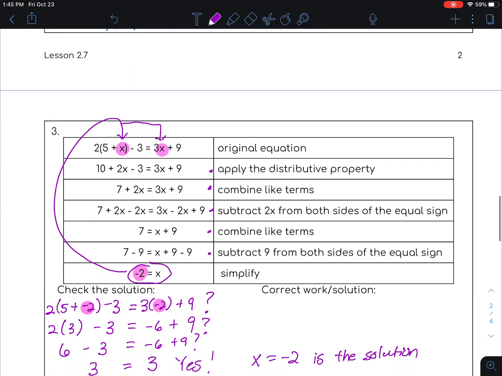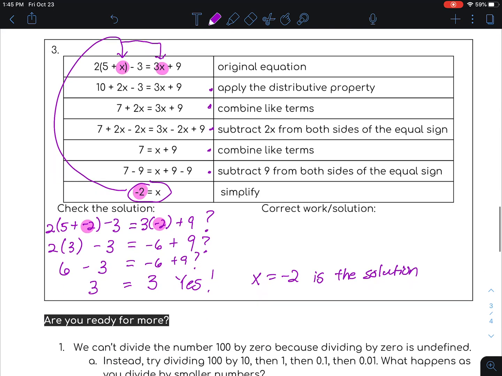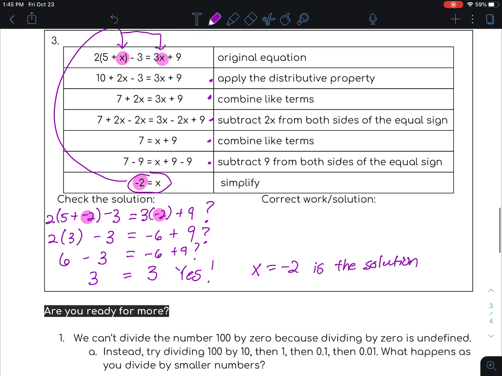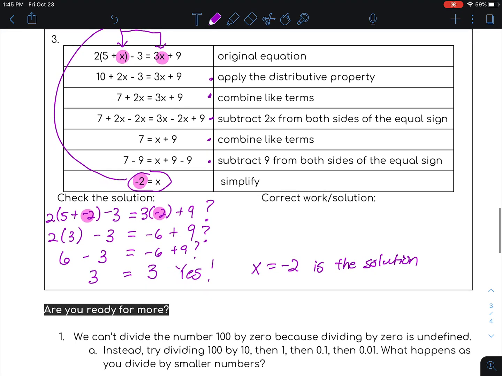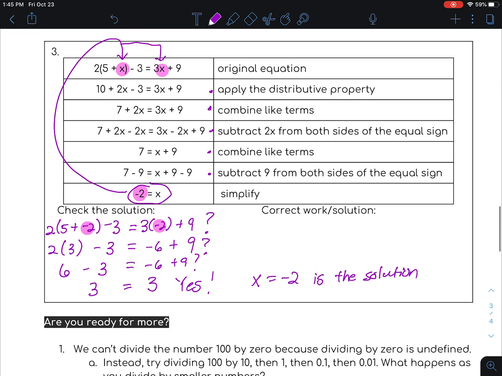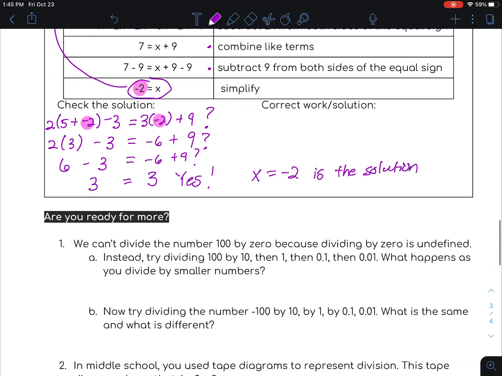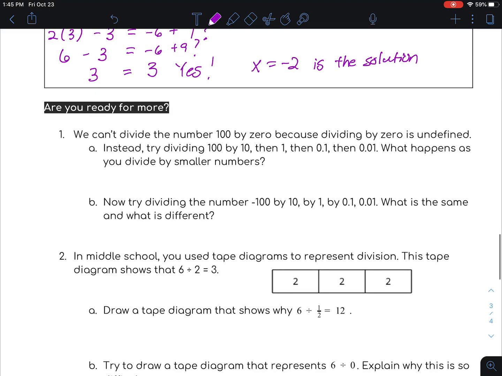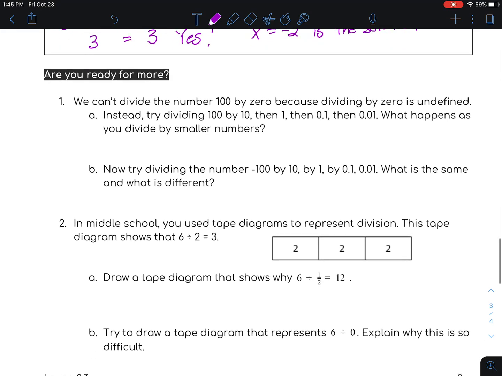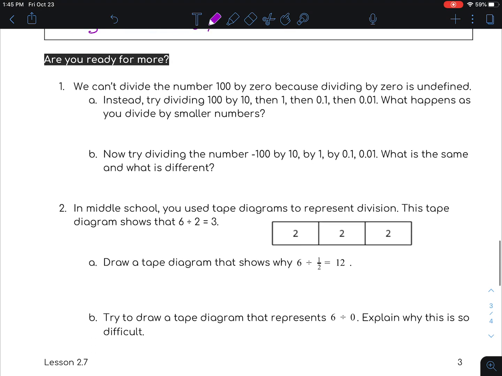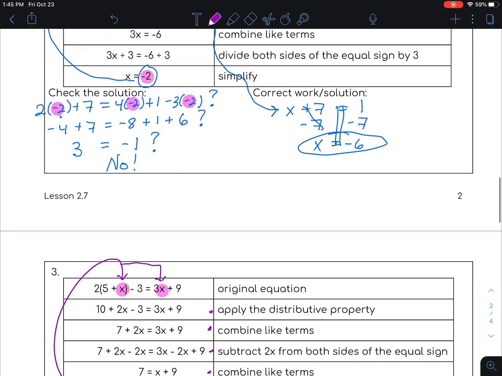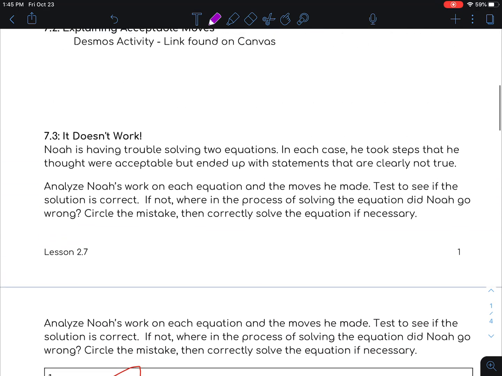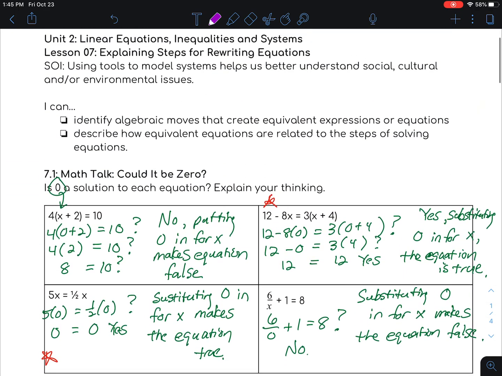All right, so this is our lesson for today: understanding how to verify that a solution is a solution, and then seeing if you can identify where a mistake may have been made in the algebraic steps to find that solution. If you'd like to go on and try some of the Are You Ready for More problems, feel free to do that. If you're feeling really confident and want a little extension, a little bit of a puzzle to solve, then that would be good. Otherwise, that will end our work.